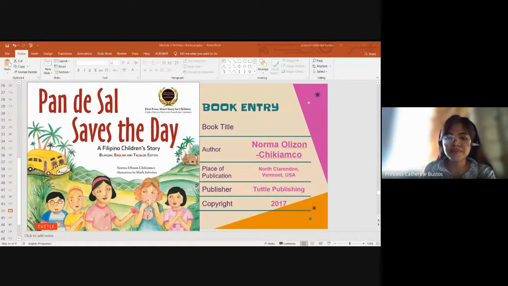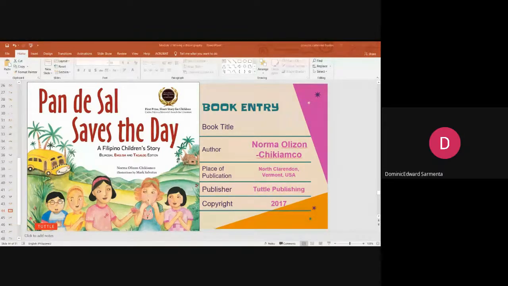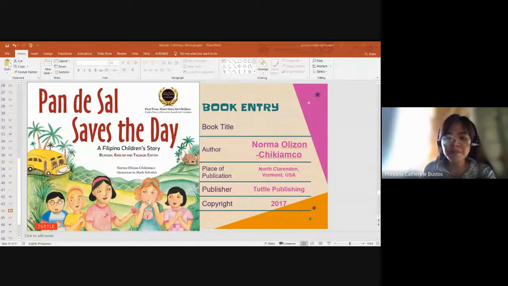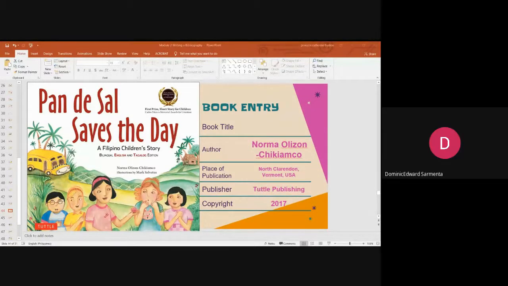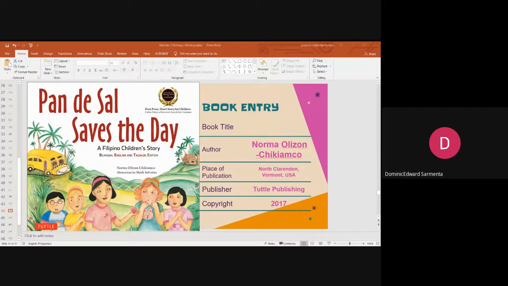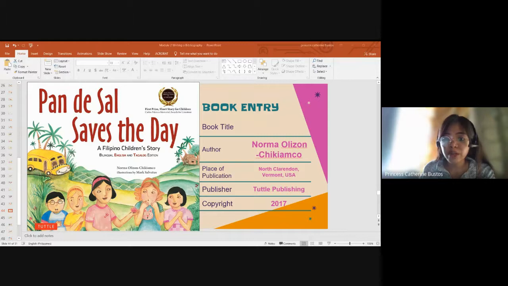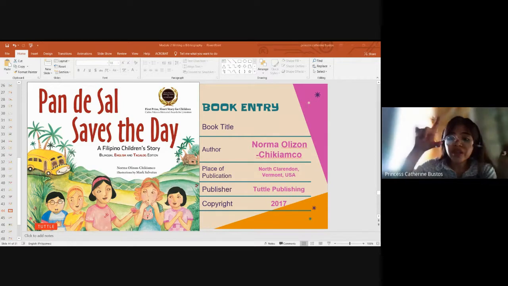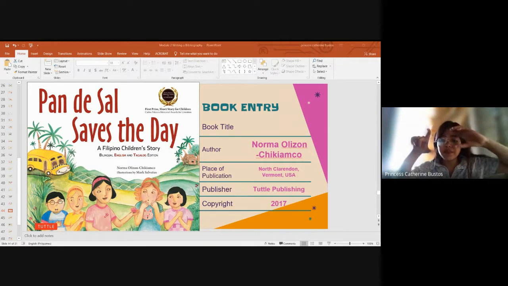Yes, Dominic. The place of publication. So what's the place of publication? North Clarendon, Vermont, USA. Okay, followed by? A colon and then the place of publishment. Okay, so the place where the book was published, do we have the publisher? We have the name of the publisher rather. Okay, don't forget your colon to separate the place and the publisher.